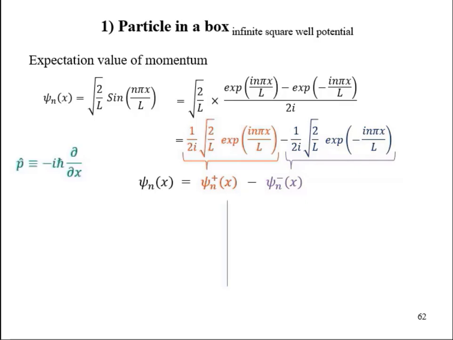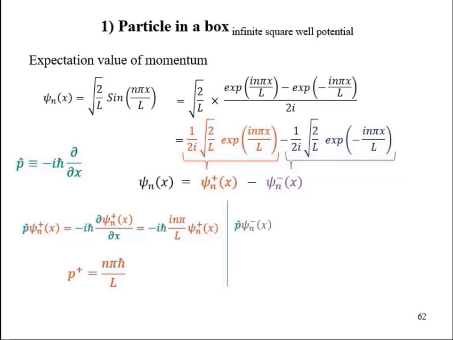So the momentum of the particle when it moves toward the positive x-axis can be found like this, and it will be P plus equal to n pi h bar by L. The same when the particle is moving along the negative x-axis is this, giving the momentum P minus equal to minus n pi h bar by L, giving the expectation value or average value equal to 0.